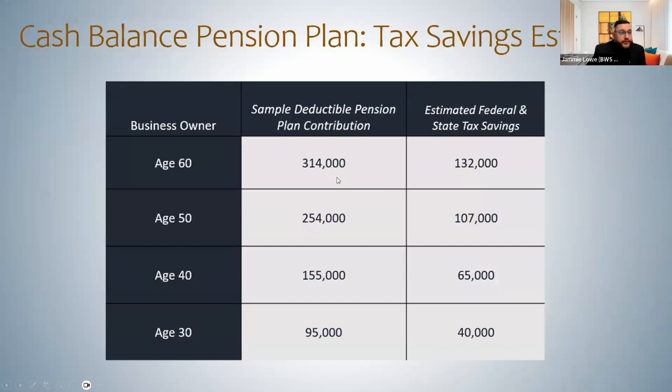Here are some examples of what a business owner at certain ages could be looking at putting away for a maximum. So if you have business owners in their 50s, you're usually looking at somewhere between $200,000 and $300,000 that they're able to put away into this pension plan, depending on their state, depending on their overall taxes. That's going to save them somewhere between $75,000 to $150,000 in taxes, right?